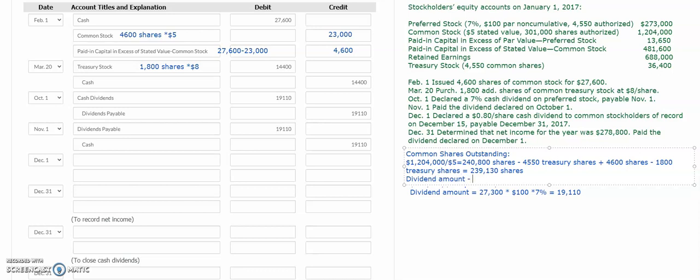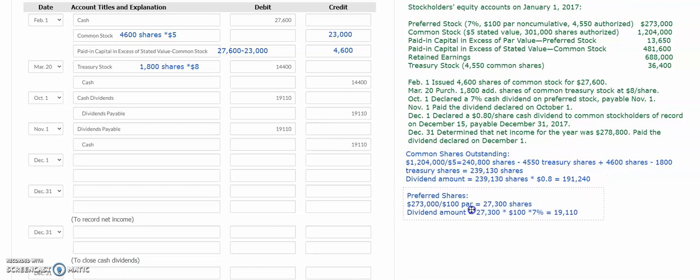So when I need to compute my dividend amount, I'm going to take my 239,130 shares and multiply that by 80 cents per share. And the number I'll arrive at is 191,240. And that's the amount I'm going to be using in my problem for the dividends. So on December 1st, I'm going to record my cash dividends and dividends payable.